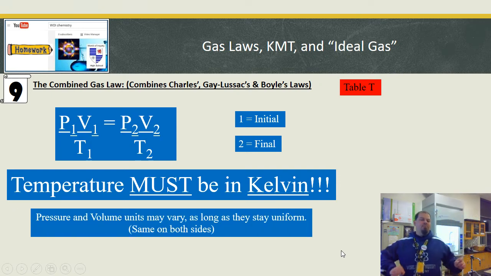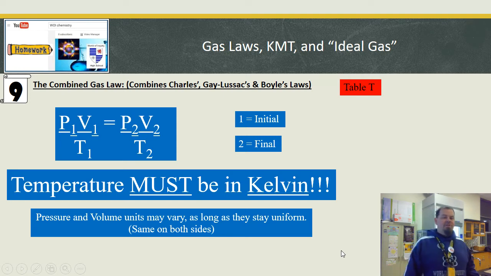The pressure and volume units can vary. What I'm going to ask you to do is just keep them the same. If your volume is in milliliters, make sure it's in milliliters. If your pressure, we saw 4 units for that a few videos ago, if your pressure is in atmospheres on the initial side, make sure it's in atmospheres on the other side. This is not one of those problems where I think they try to trip you up, or I will try to trip you up and make you convert.